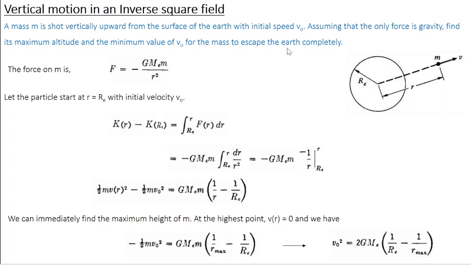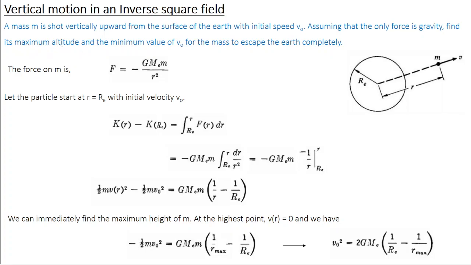So basically the mass should escape the gravitational field of Earth. Okay. So if you throw an object upward from the surface of Earth, you know that as it moves upward, the gravity tries to pull it down. So the velocity decreases. Finally, when it reaches the maximum height, the velocity is 0. So you are asked to calculate that altitude.